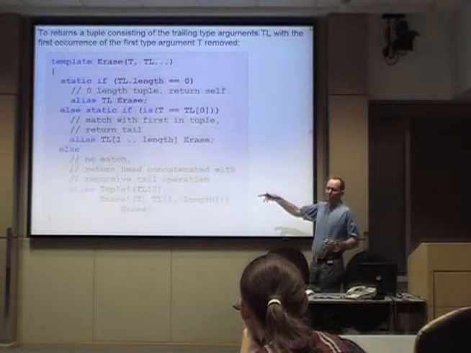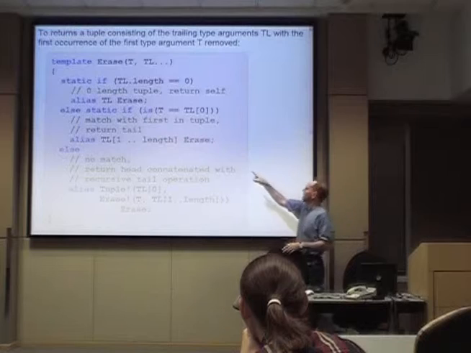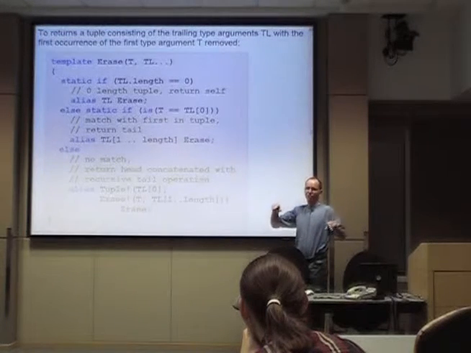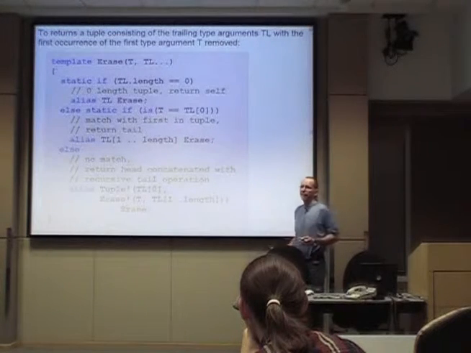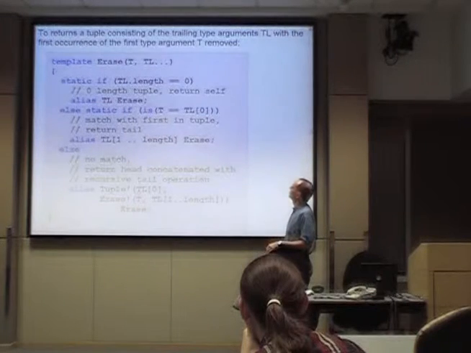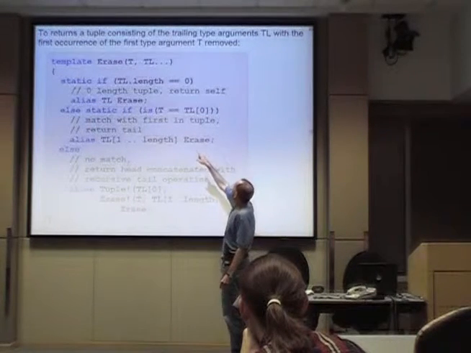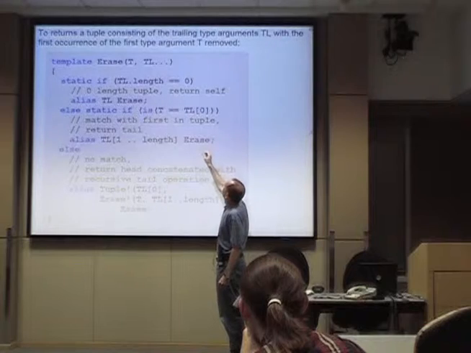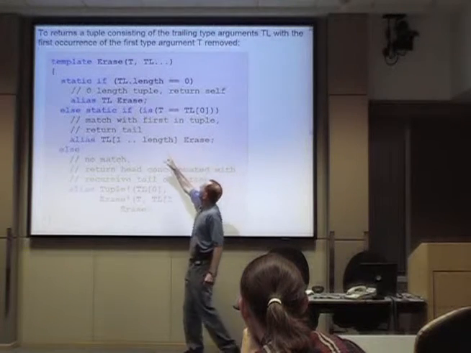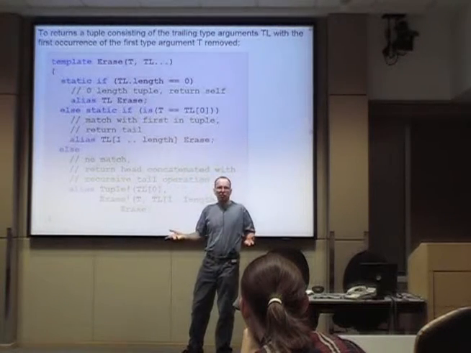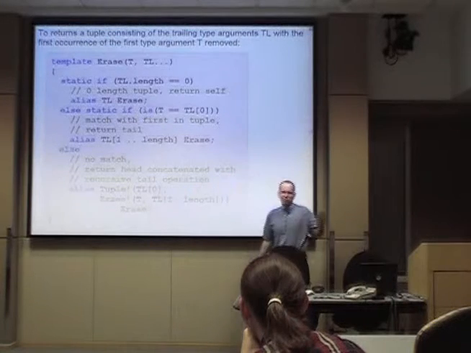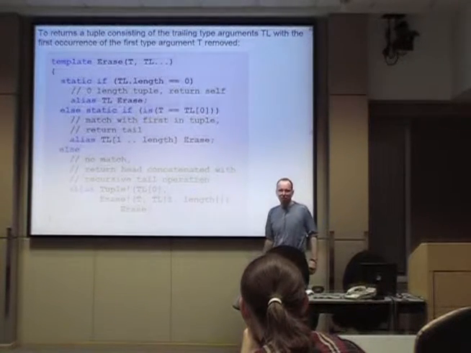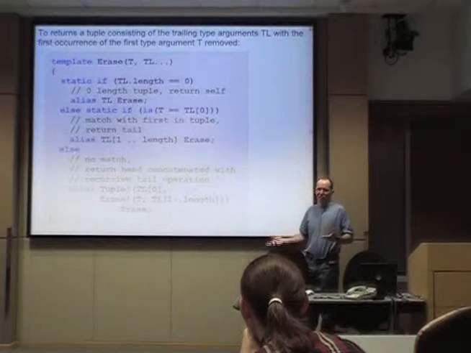I'm going to get to static if later, so bear with me. This is what a static if does, and it works like hash if, except it's built into the language, it's not a preprocessor thing. So static if the length is 0, then my return tuple is going to have 0 elements, because if I erase something from a 0 or an empty tuple, the result is an empty tuple.